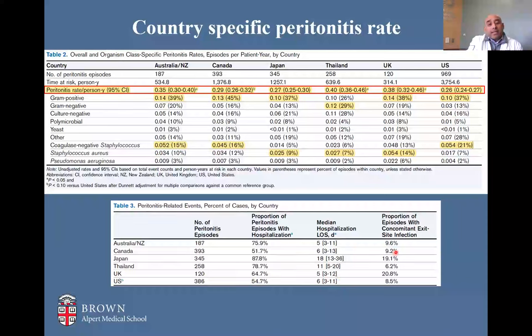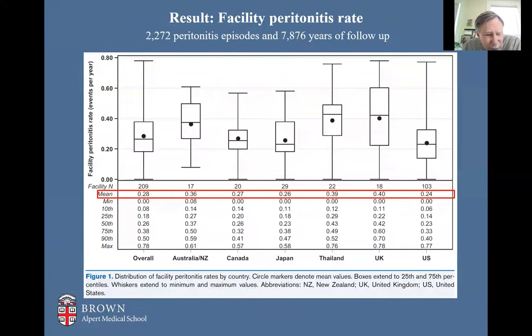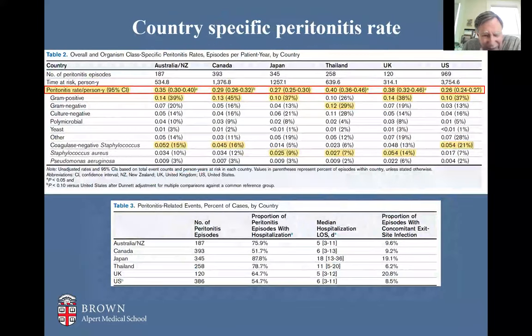And as I mentioned before about the exit site prophylaxis strategy, as expected, low in Japan, and that translated, or assuming, extrapolating, translated into the reason for this peritonitis episode. 19% was in Japan as an exit site cause. UK was 20%. But before you leave, can you go back?